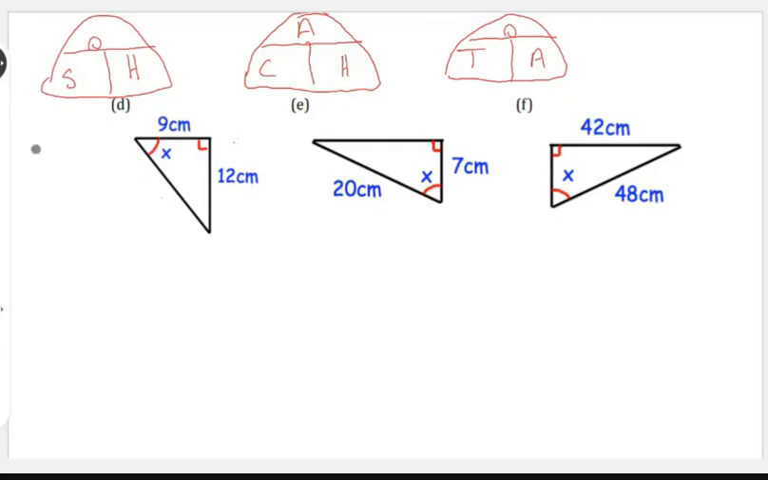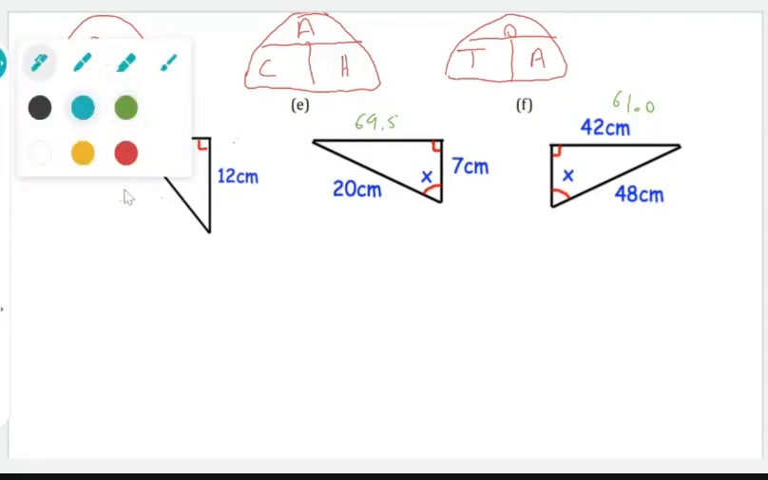For the first one, I got 53.130102. And let's say if we have to do it to one decimal place, 53.1. The second one? I got to one decimal place 69.5. And for the third one? To one decimal place, I got 61.0, kind of 61. Yeah. Cool. Okay, let's go through the methodology then.